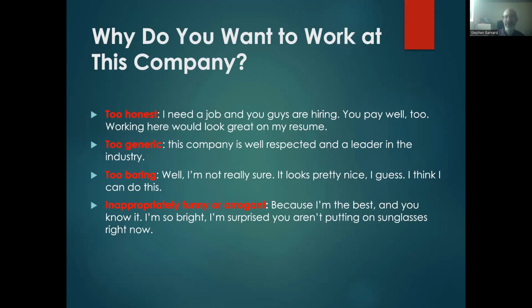That's too honest. But you don't want to be generic either and say, this company is well respected and a leader in the industry. Oh, nobody wants to hear that. Too generic, and it sounds like you just copied it and pasted it off of the company's website. You don't want to be too boring either. And please don't try and be funny. Some people get nervous in job interviews, and when they say something, they try to make a joke out of it, and quite often it backfires. So I would strongly discourage you from trying to use humor in some of your answers.